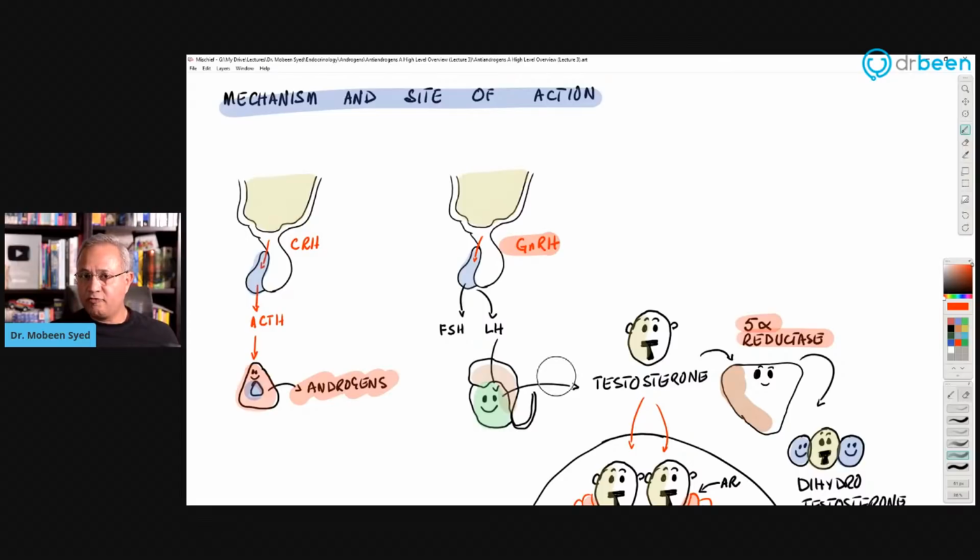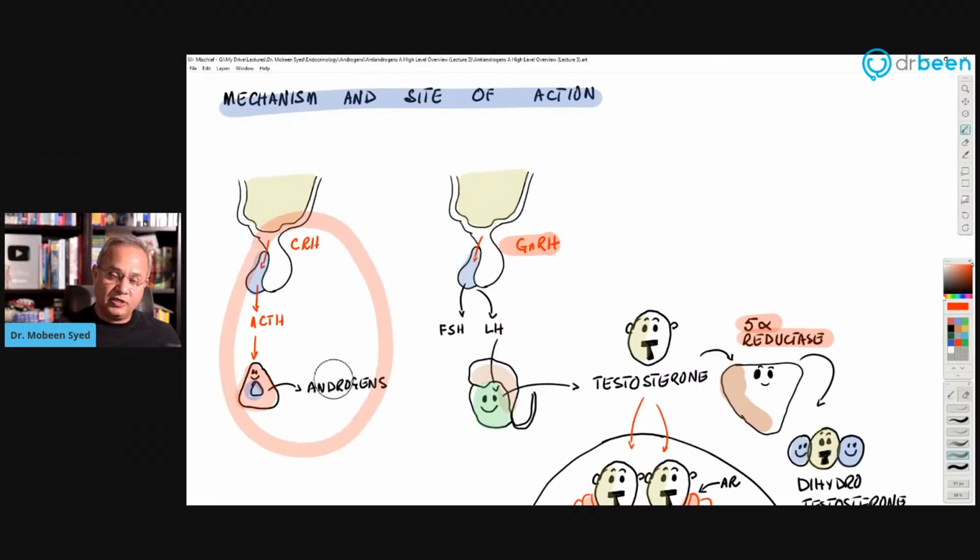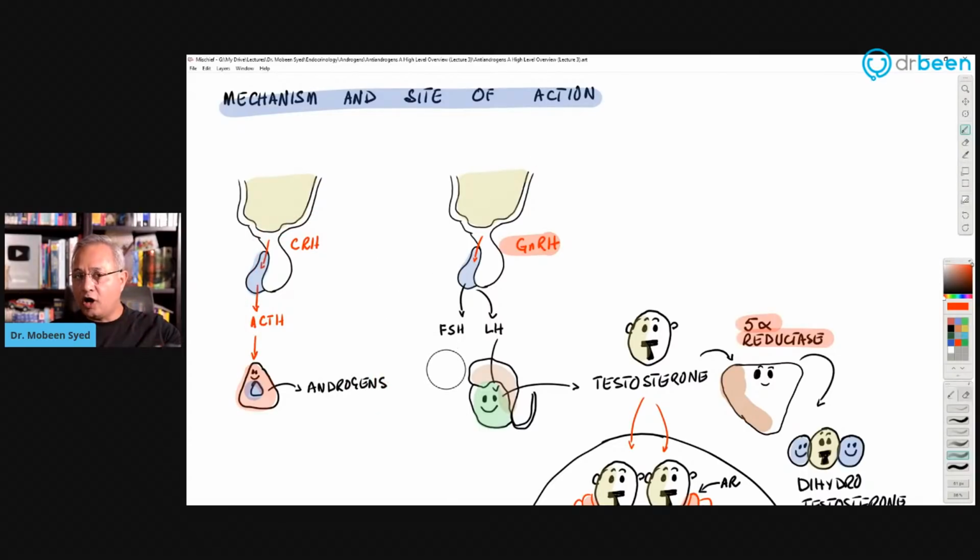This makes up about 5% of all the androgens present in our body. Keep an eye on this one, because when we look at the mechanisms of the drugs, we'll have to figure out how do we shut off 100% of androgens, which includes 5% in here. So we'll have to see how to work on this one.